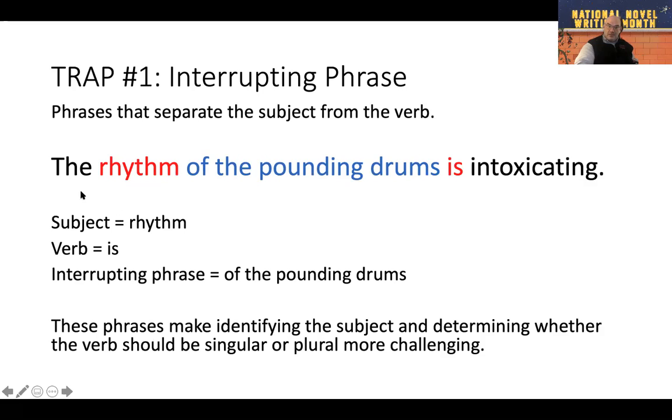But this sentence, as it is written, is grammatically correct. So we have to ask ourselves, and this is where the question of what is the subject becomes very, very important, what's the verb, all right? And our verb is right here. Now we have to ask ourselves, what is the noun that is doing that action or that being that goes with is? And the answer is the rhythm. The rhythm is intoxicating, okay?